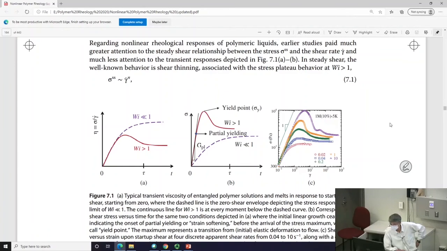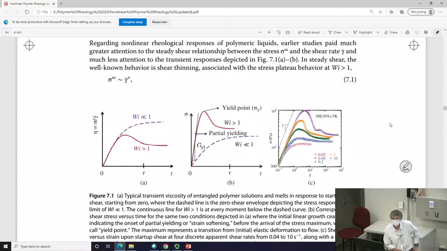Phenomenologically, when you do startup and watch the stress response, you will find it starts from zero. Look at the middle figure, B. It climbs up like an elastic response, and at some point it gives in. In other words, your material's ability to resist further deformation weakens. It starts to resist less as you shear further, because the force I sense is getting smaller now. That's the peak. Getting smaller, and eventually we reach steady state, as the middle figure shows.